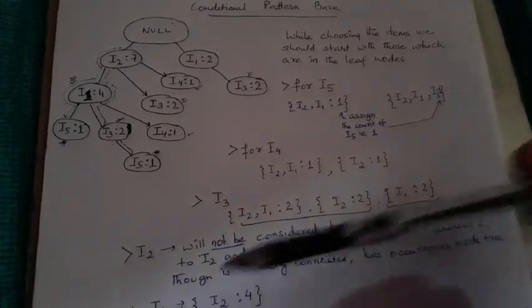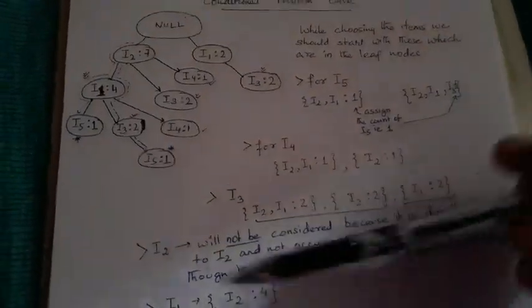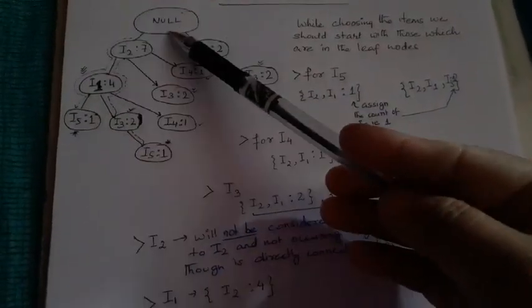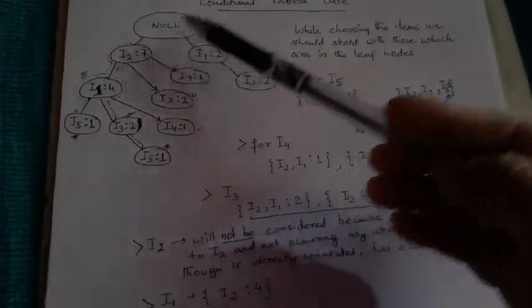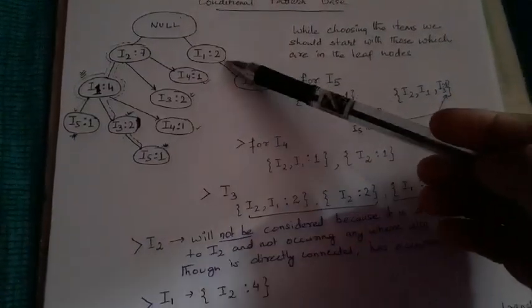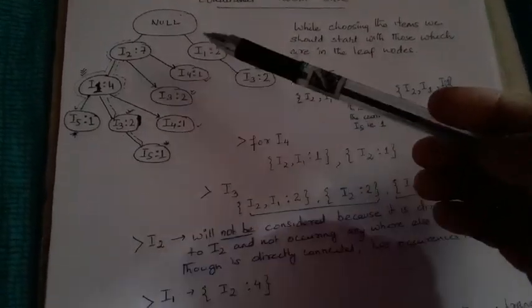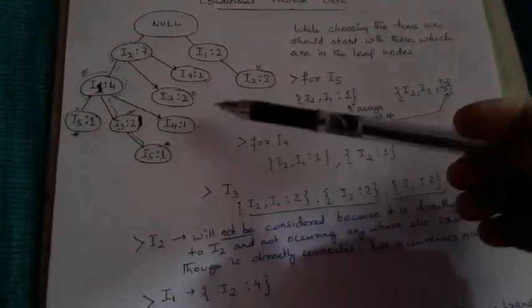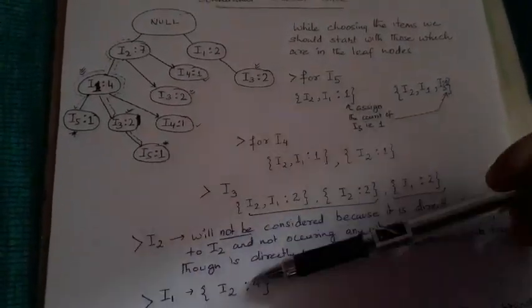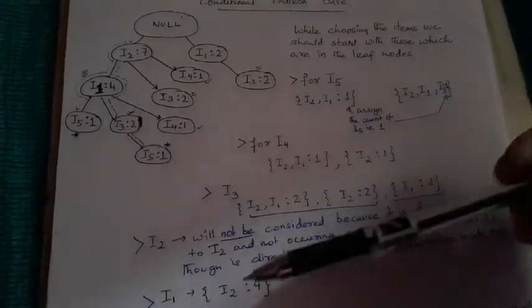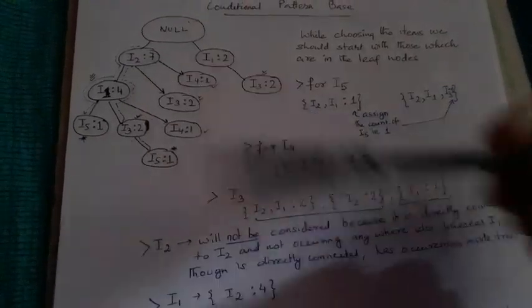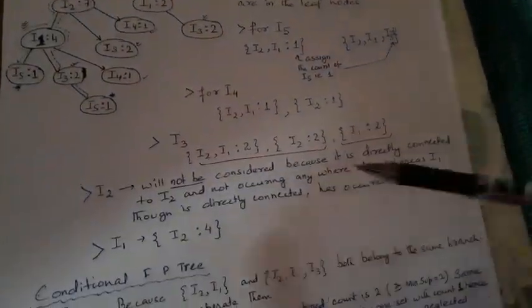Next in the sequence is I2, but I2 we will not consider, because I2 is directly connected to null. Any node which is directly connected to null we will not consider. In that manner we might think that I1 also will not be considered, but I1 will be considered. Why? Because though it is directly connected to null, it is also occurring inside the tree. That is why we will find the frequent pattern. But I2 we will not, because I2 is only occurring here and it is directly connected. So we skip that. I've written the explanation, you can read it.